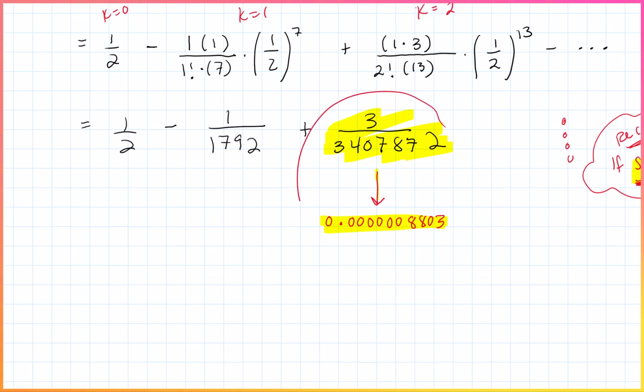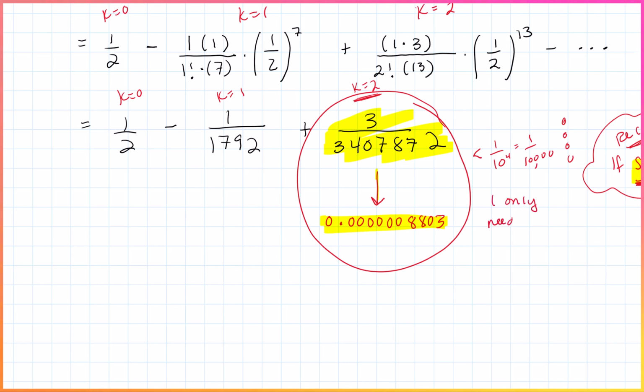So whether we write it in its decimal form or its fraction form, by the time we got to the third term, we had the first term, the second term, and the third term. I know it's kind of funny to say the third term when k equals 2, but it's because we started at k equals 0. By the time we got to the third term, this guy, in absolute value, is less than 1 over 10 to the 4th, 1 over 10,000. And what that is telling me is that I only need the first 2 terms.